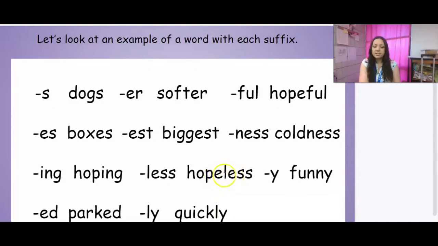Hopeless. Remember that less means that you're without something. So hopeless means that you're without hope. Quickly, hopeful. And then this is the opposite. The ful means that you're full, so full of hope. Coldness, and then funny.